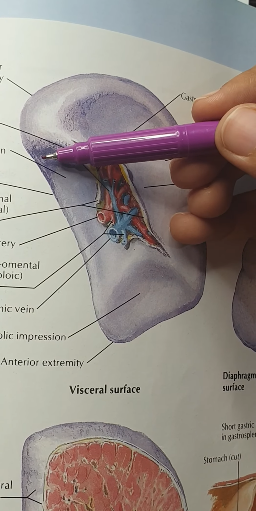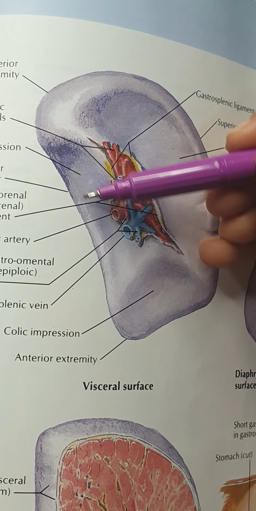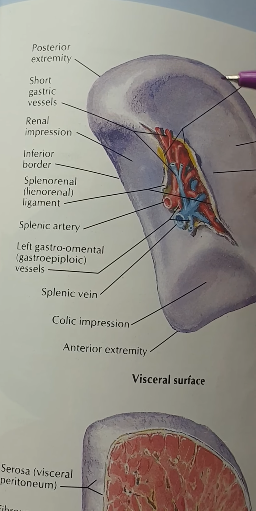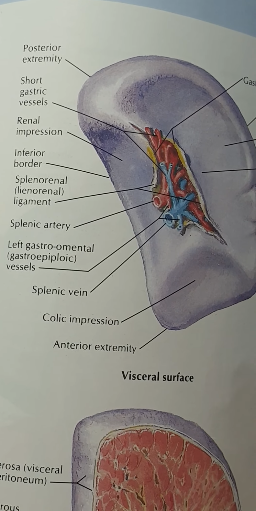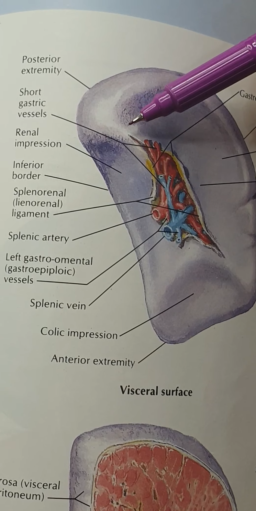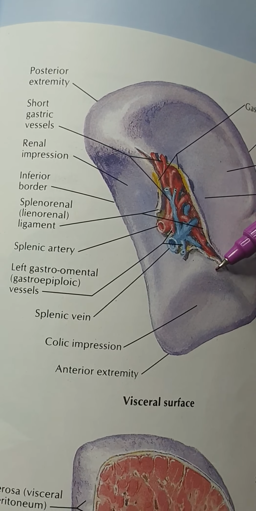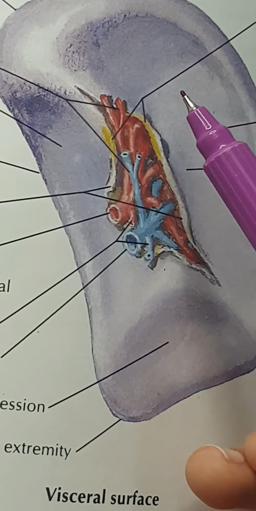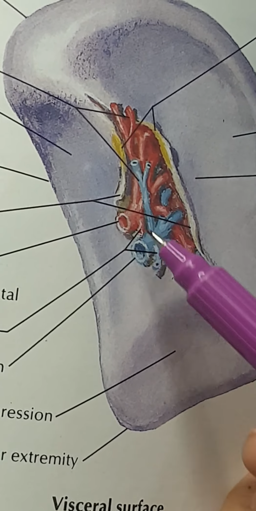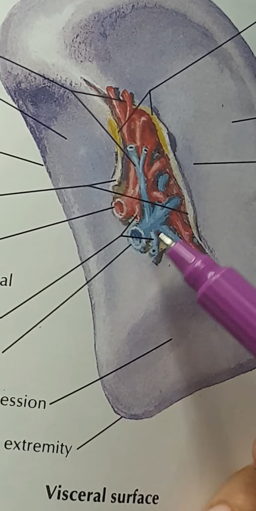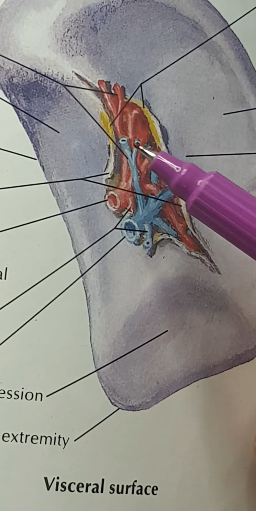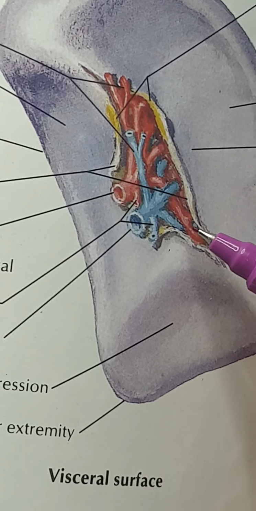This is the inferior border of a spleen. This inferior border is rounded and does not bear any notches. If you try to focus, here you can see the intermediate border of the spleen. Here you can see the artery entering and the vein leaving the spleen at the hilum. This hilum is present between the superior and the intermediate border of a spleen.